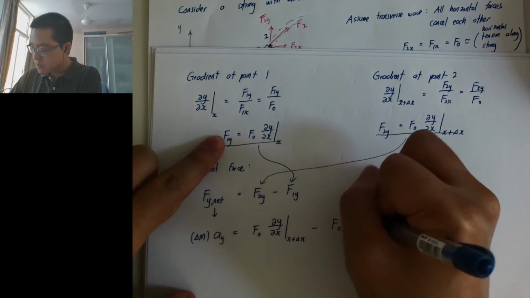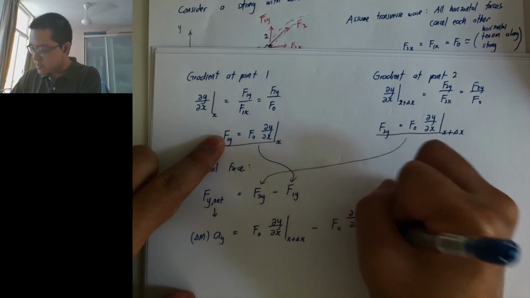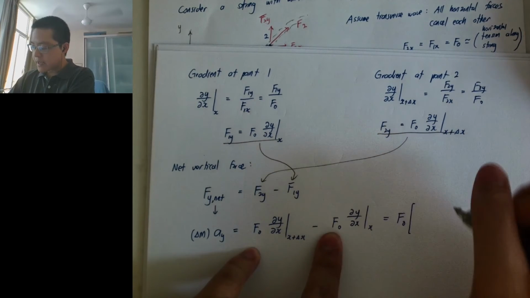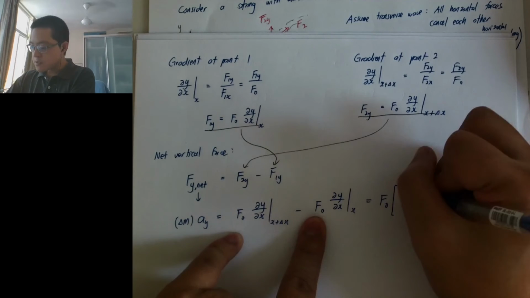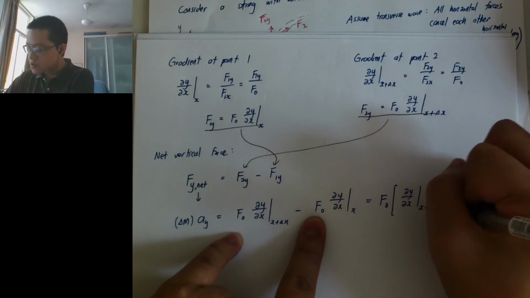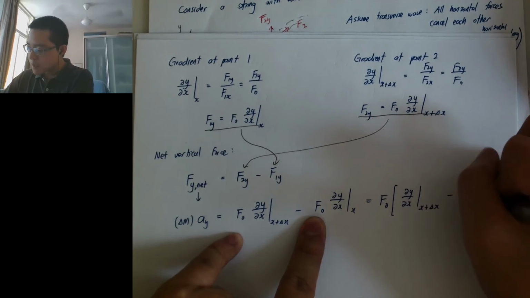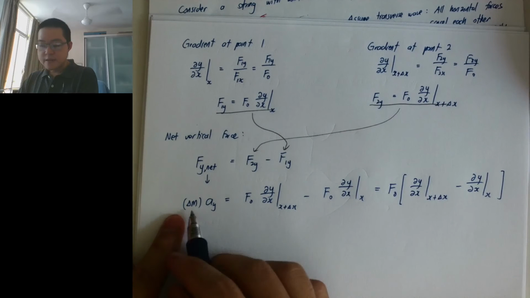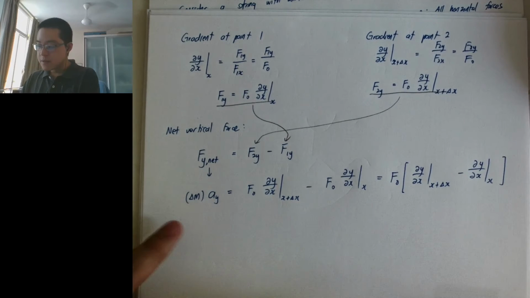Minus F0 partial y partial x, and then x. Both of these terms can factorize out the F0. So I got the partial y partial x evaluated at point 2, and partial y partial x evaluated at point 1, right? I got this equation now, and this is delta m. So what is delta m?